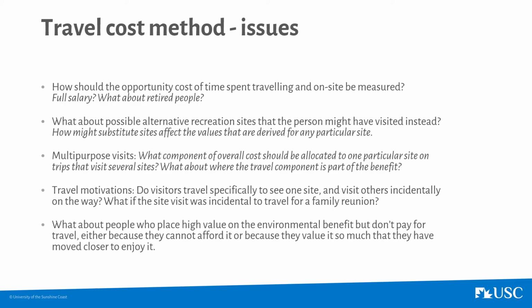And that gets down into travel motivations too, which is, did they just go to see one site, or did they just happen upon it along the way? What was the overall purpose of their trip? And also we need to think about people that place such a high value on that environmental benefit that they live really close to it. So they would presumably have a low travel cost, but they may have a really high value for it. And in fact, they relocated to be right next to the beach so they could enjoy it much more. So there are just some complexities in using this method that should be taken into consideration.